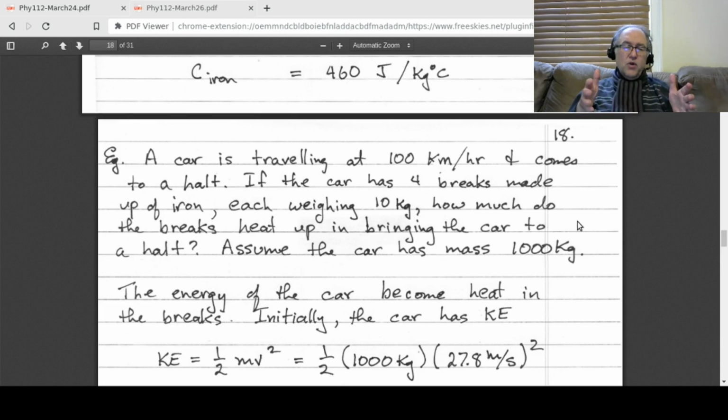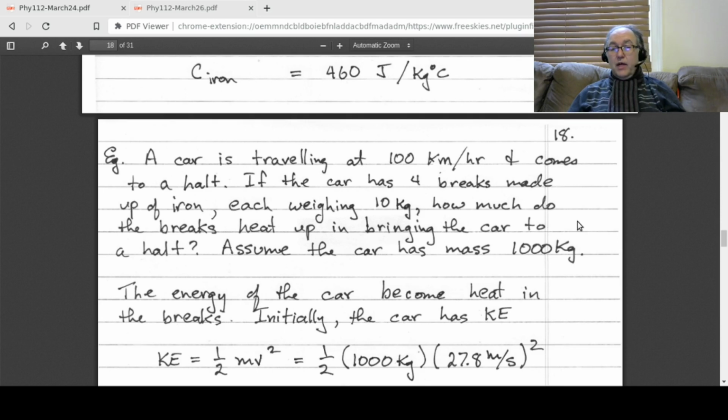You've got a car that's moving and the driver hits the brakes and the car comes to a halt. Well, it was moving and it had kinetic energy. Now it's not moving and it doesn't have kinetic energy. Where did that energy go? The car didn't go uphill, so it didn't go into potential energy. Where did the energy go? It actually went into heat, and now we can trace it down. So that's what this problem is meant to illustrate.